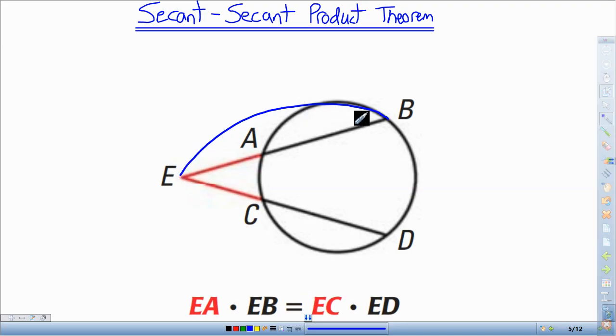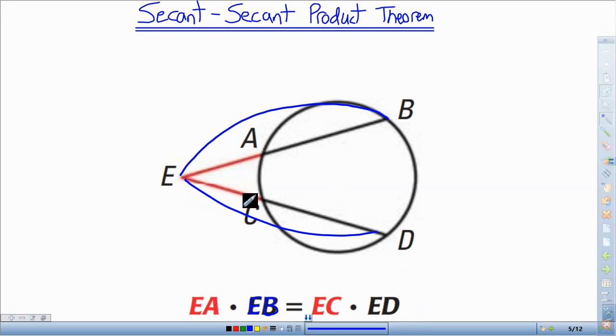I don't know if you want to put something like that or maybe color code it, if you're using colors. But EB is the entire segment, the whole thing, or you could highlight it like this, however you want to represent it. It's the same idea here: EC is the segment outside the circle times ED, which is the entire segment. Maybe I'll make that blue. So that's the big thing.